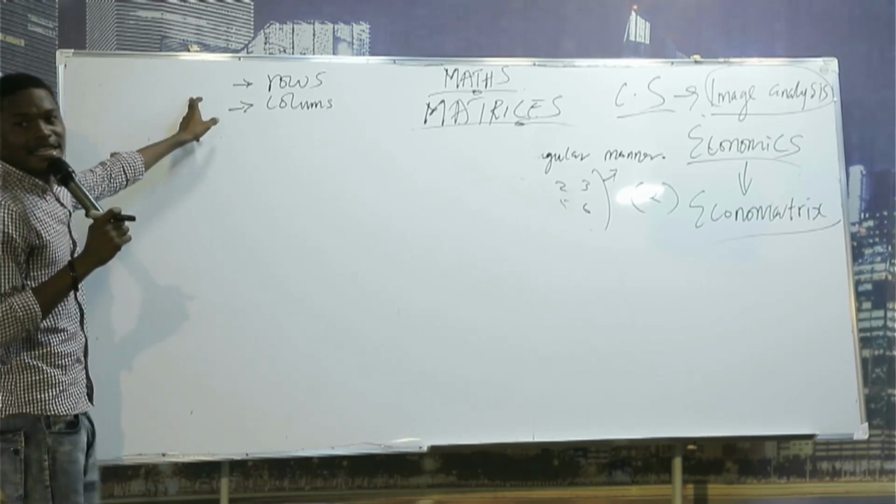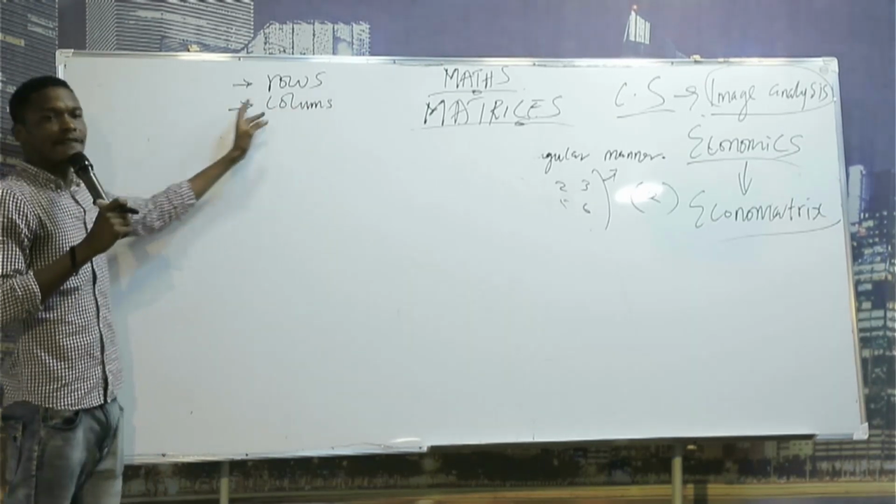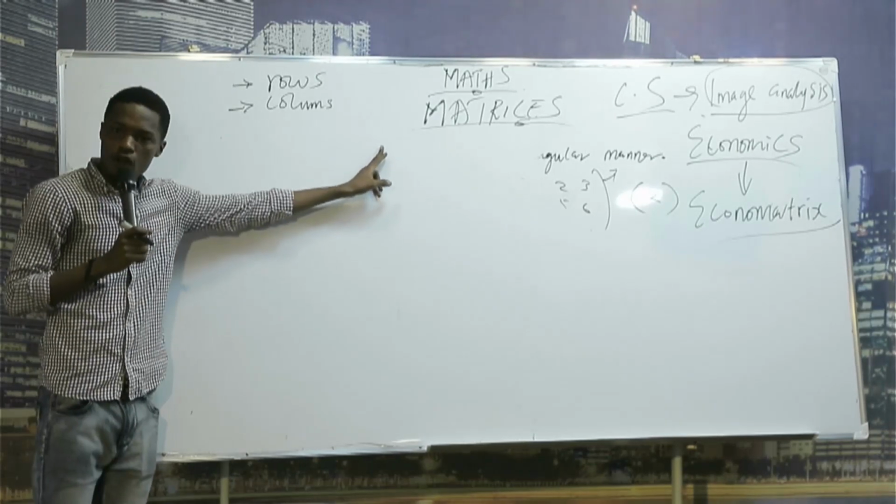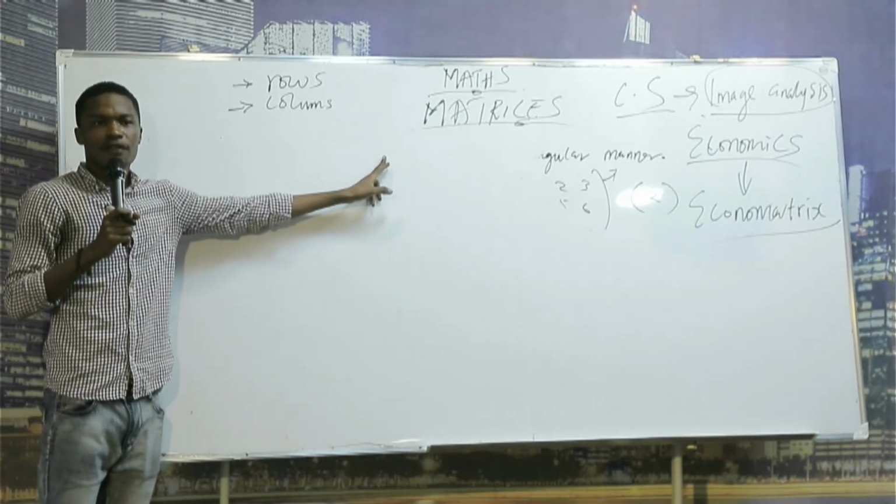The horizontal arrangements are called rows, while the vertical arrangements are called what? Columns.